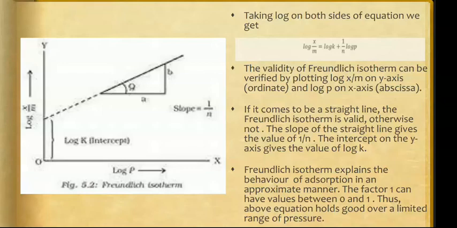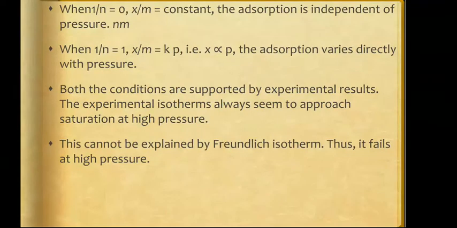This is actually representing y is equal to c plus mx, where c refers to the intercept which is log of k here and m is the slope. And m here refers to 1 upon n. So the value of n varies. It varies between 0 and 1. Now when 1 upon n equals 0, x upon m will be constant.